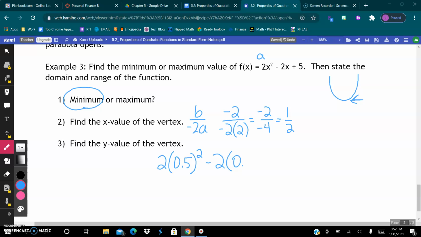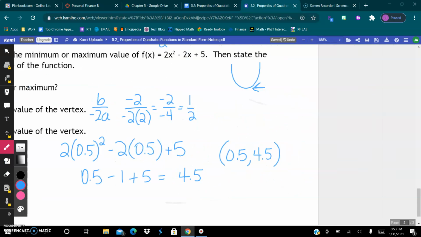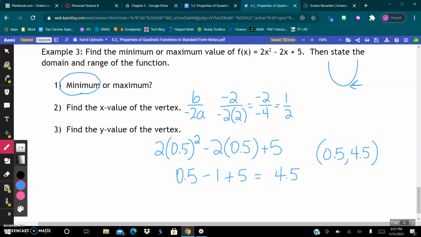Squared minus 2 times 0.5 plus 5. 0.5 squared is 0.25, and then 0.25 times 2 is going to give us 0.5. Negative 2 times 1/2 would be negative 1, and then we have this plus 5 here. So 5 and a negative 1 make 4, and a positive half makes 4.5. So my vertex is at 1/2 and then 4.5.